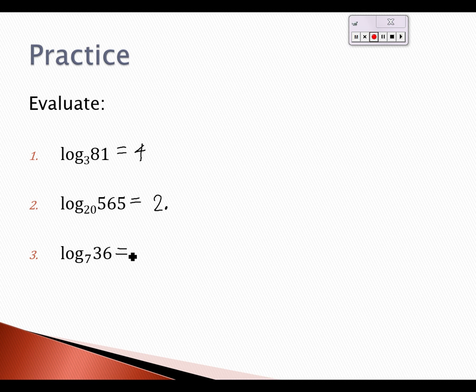And what about this one down here? Do the same analysis here. 7 to the what power gives you 36? Well, 7 to the first is not good enough. 7 to the second is already too much, isn't it? So I think this is going to be 1 point something. On your calculator, actually tell me what those are.